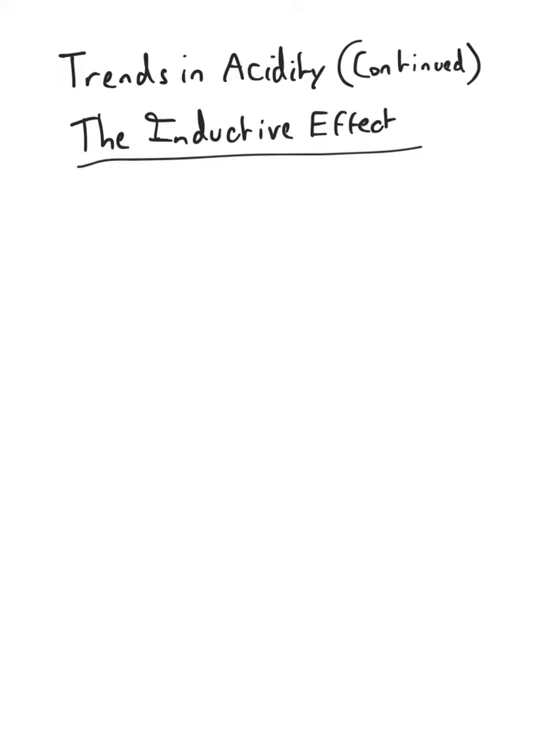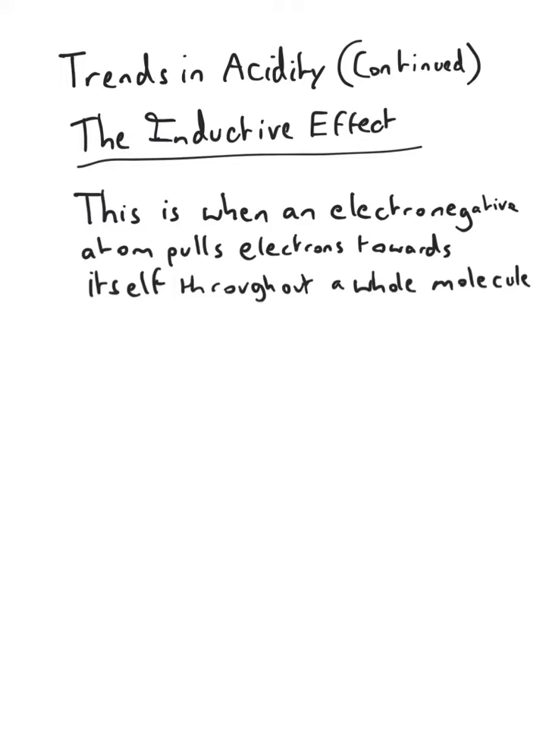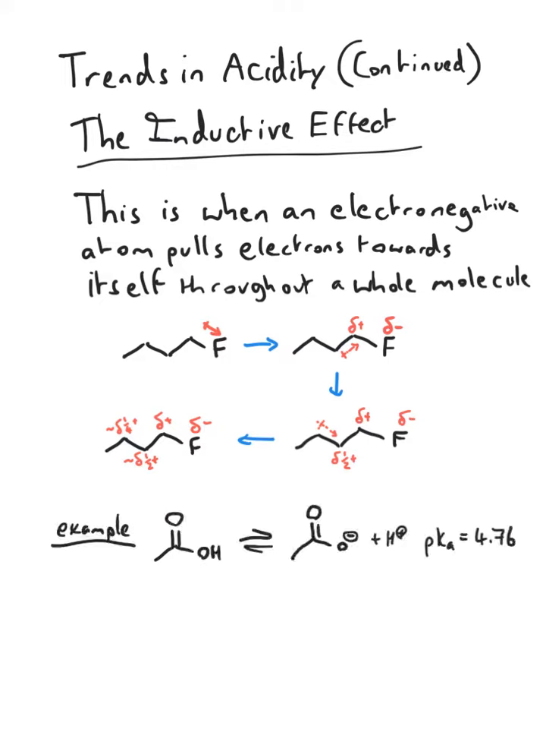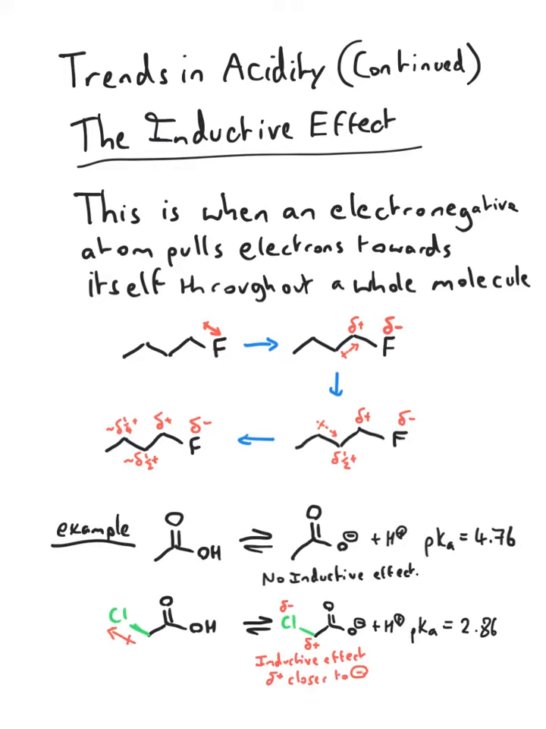This video is on the inductive effect. The inductive effect is when an electronegative atom pulls electrons towards it throughout the whole molecule. This redistribution of charge creates partial positive charge that is able to stabilize the negative charge of the anion, i.e. we're stabilizing the conjugate base.